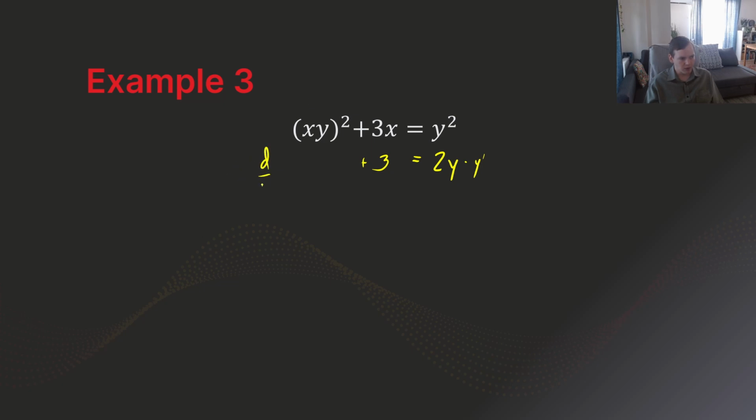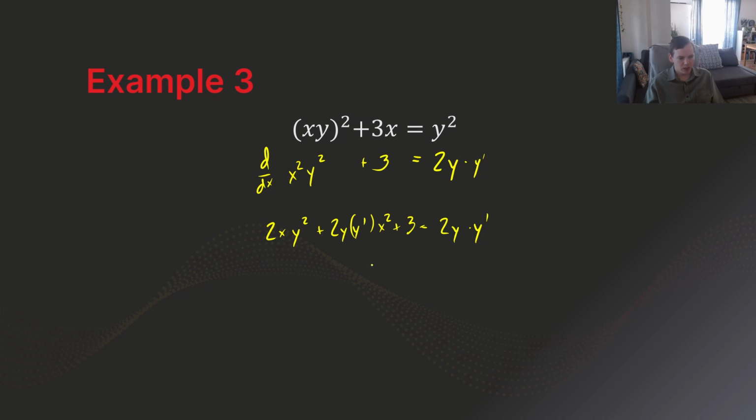the derivative of x squared y squared, just because that's going to be a little bit easier, I think, to work out. So the derivative of x squared y squared is going to be the derivative of x squared, which is 2x times y squared, plus the derivative of y squared, which is 2y y prime, because of the chain rule, times x squared, plus 3 is equal to 2y times y prime.